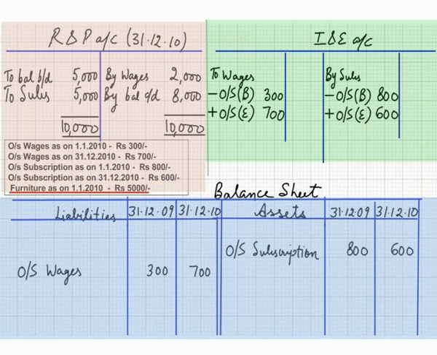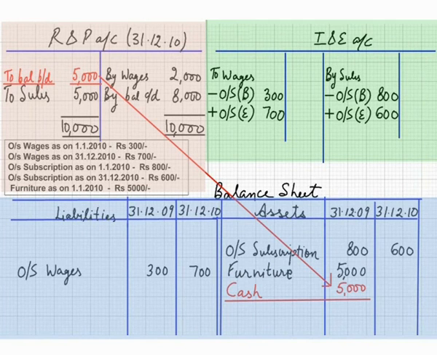Furniture as on 1st January 2010 5,000 rupees. Furniture is an asset and it will be shown in the balance sheet. Furniture in the beginning 5,000 rupees. Now we'll move to the receipts and payments account debit side. To balance b/d, this is the opening balance, means opening cash balance is 5,000. It will be taken to the balance sheet. Cash balance 5,000 in the beginning.